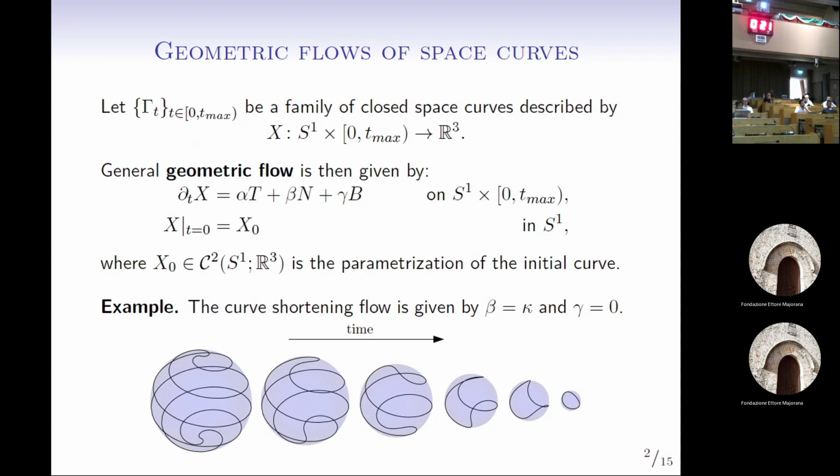A very classical, simple example of this is the curve shortening flow, where the beta is just curvature, which I denote by kappa, and the gamma here is equal to 0. There's no binormal motion. And this famously just shrinks to a point, even though it's more complicated for space curves, but it's maybe for a different talk.